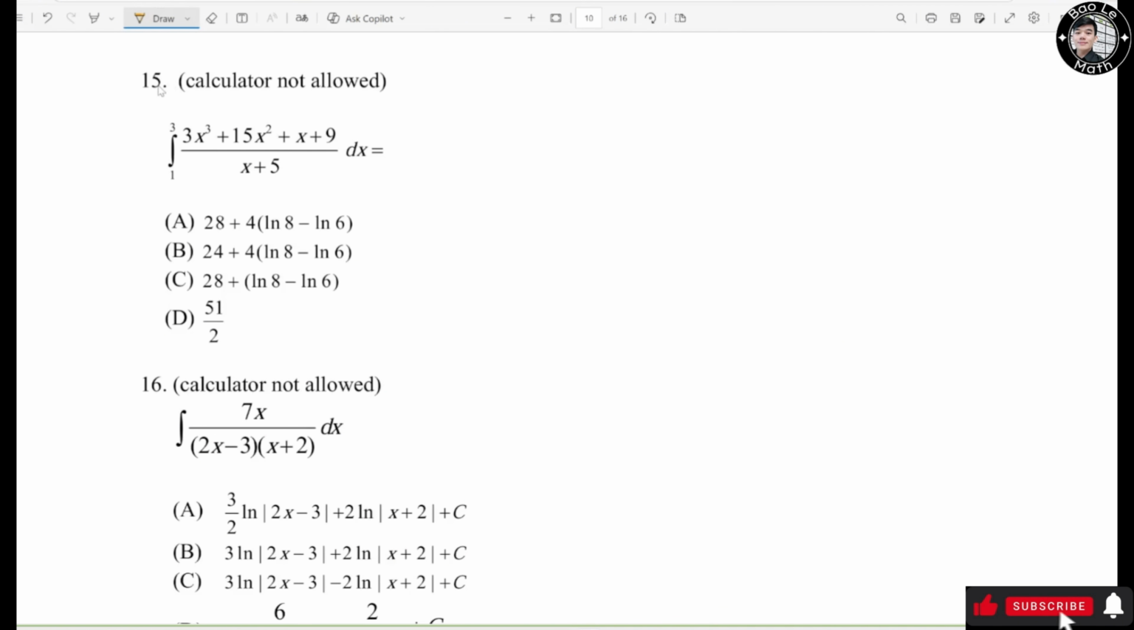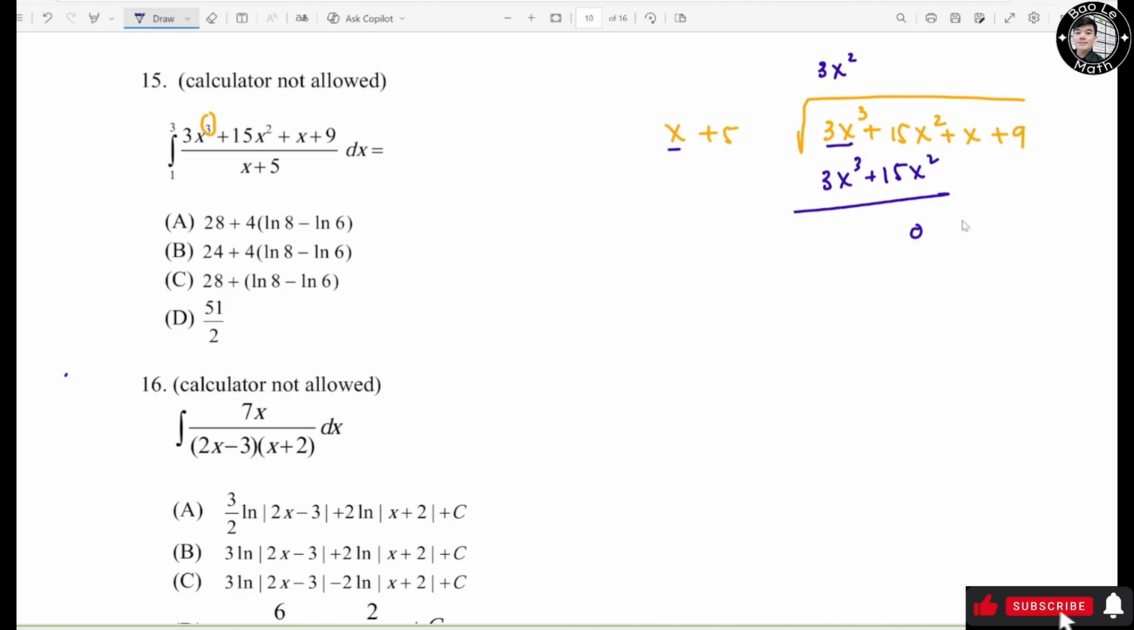Now let's move on to question 15. We need to calculate the integral from 1 to 3 of this one. Observe that the degree of the numerator is bigger than the degree of the denominator, so we need to do long division. We put this one on the side. 3s cubed divided by s is going to be 3s squared. Multiply that, so it will be 3s cubed, and 3s squared times 5 is going to be 15s squared. You subtract, it's going to be 0. Bring s plus 9 down. s divided by s is 1, so it's s plus 5. Subtract, and it's 4.